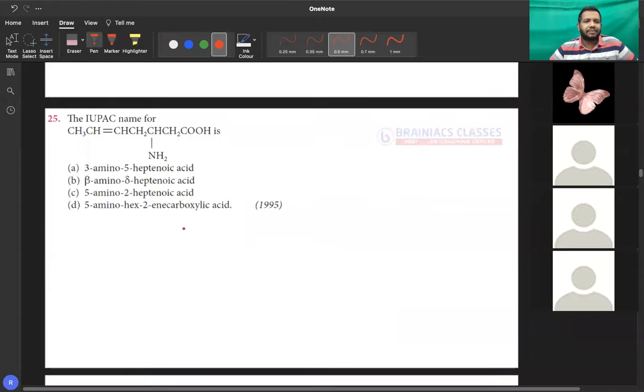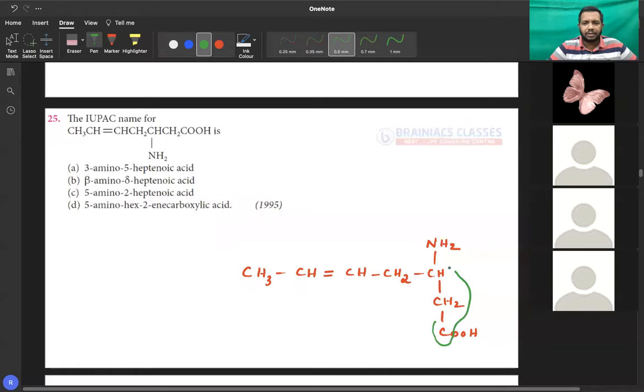Now, can you tell me the answer for this one, the 25th one? This is a 1995 question, very old question. So how will you do it? Let me explain. There we have CH3, you have CH double bond, then CH, then you have CH2, then you have CH, then an amino group connected here, NH2, then you have CH2, then COOH. So we know when COOH is there, that has the highest priority. So I will include this in my parent carbon chain and choose my parent chain like this.